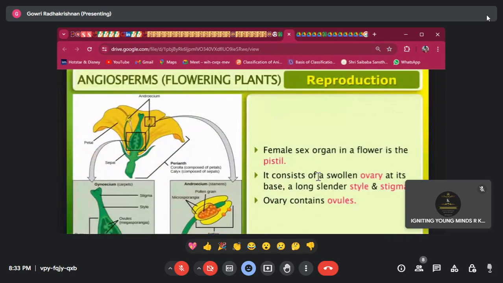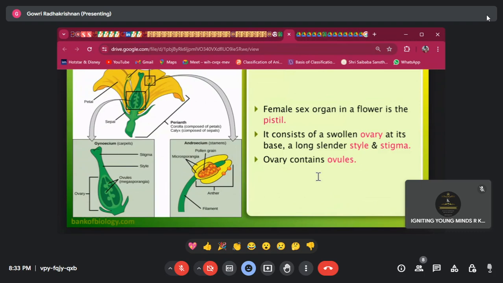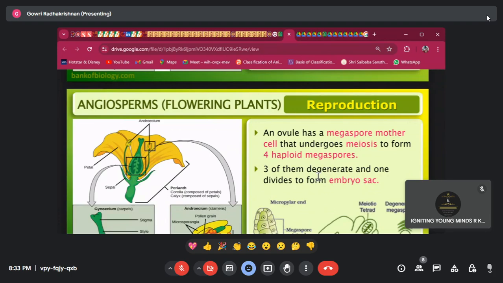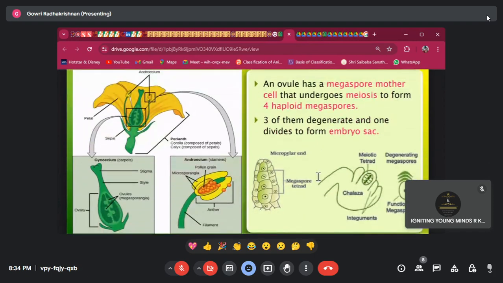All right. Now, the female sex organ in a flower is the pistil. It consists of a swollen ovary at its base, a long, slender style and stigma. The ovary contains ovules. An ovule has a megaspore mother cell that undergoes meiosis to form four haploid megaspores. Three of them degenerate and only one divides to form the embryo sac.